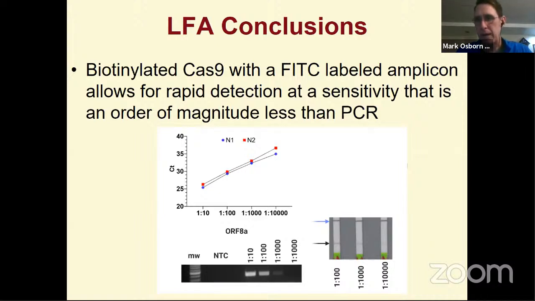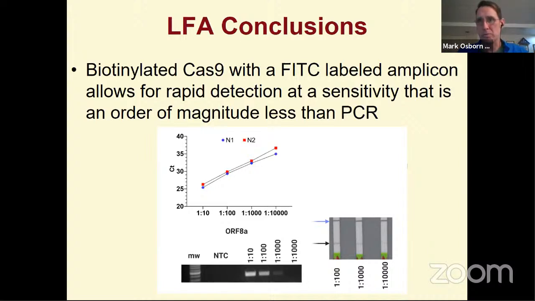And then we asked the question, at what sensitivity? Going back to the targeting schema I showed of the SARS-CoV-2 genome, the Centers for Disease Control, or CDC, detects the N gene using quantitative RT-PCR. So with our ORF8A detection strategy, we used SARS-CoV-2 genomes and did a dilution series, comparing our ability to detect ORF8A at the resolution of N1 or N2 with the CDC qRT-PCR. What we observed by lateral flow assay technology is that it was about an order of magnitude less sensitive.